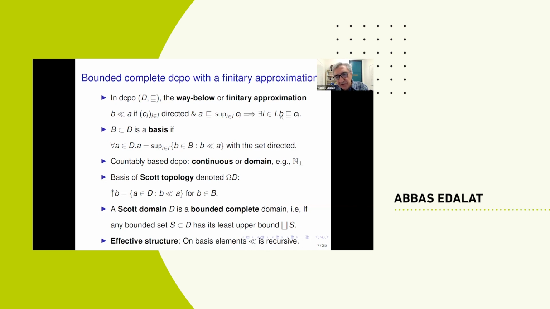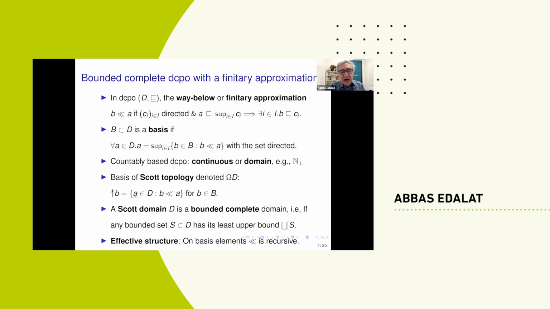So that's the notion that he defined, and he was motivated by various examples in analysis, and we will come to that in a minute. And then he said that if you have a subset B of this DCPO, it will be a basis if for any element A in D, if we take all elements in B that are way below A, they form a directed set, and the supremum would be A. So every element in this DCPO can be generated by basis elements way below it, so approximated in a finite way by the basis elements.